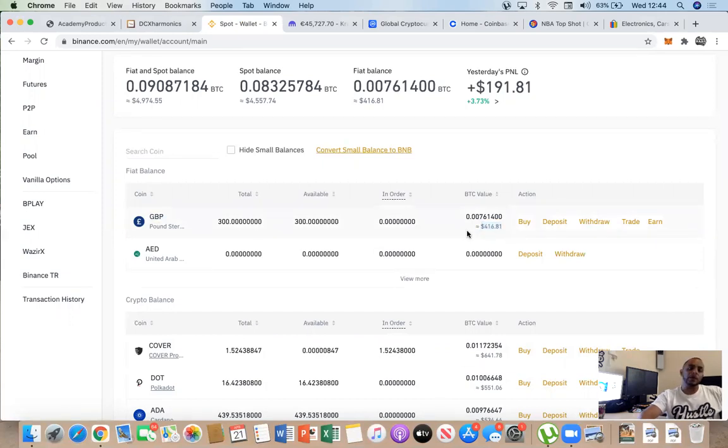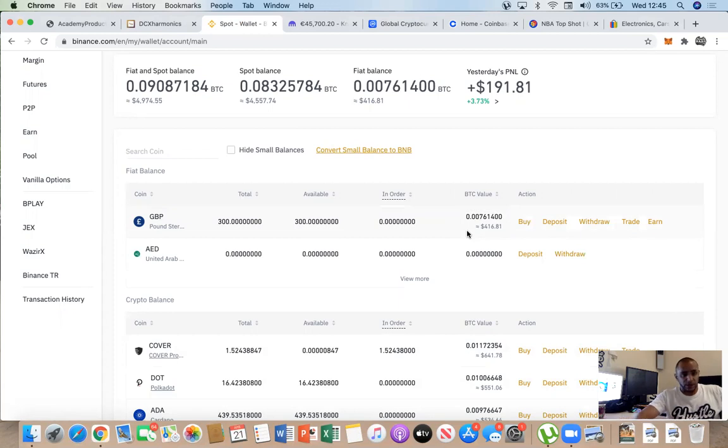Okay, now, once we've got this GBP, we can either trade against GBP, but what I like to do personally is convert my GBP to something called USDT. Now, why do we convert our GBP to USDT? The reason is because major coins and tokens that are available for you to buy and trade are trading against the USDT and not against the pound.